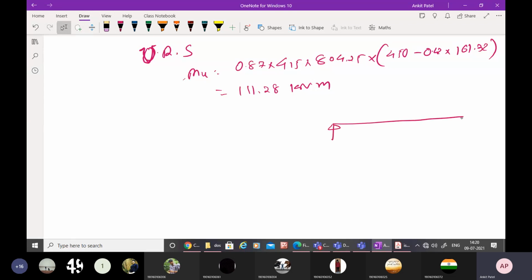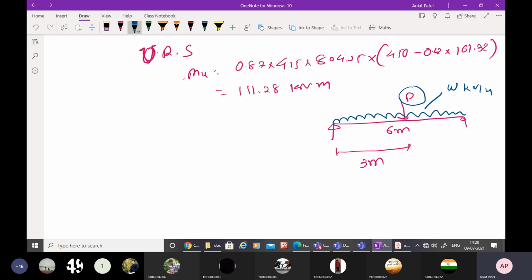A simply supported beam is given and we have to calculate the value of P applied at the mid span, 3 meter from any of these supports, in addition to its self weight. So self weight is already there, so in addition to its self weight we need to calculate the value of W in kilonewton per meter, and we also need to calculate the value of P. P is our question mark, but we can easily calculate the value of W also. And this moment of resistance is an ultimate one. Remember this factor.